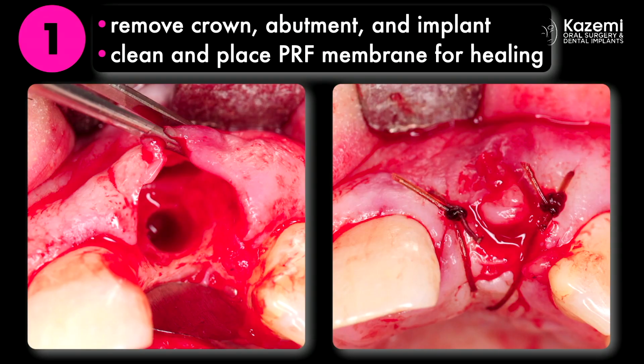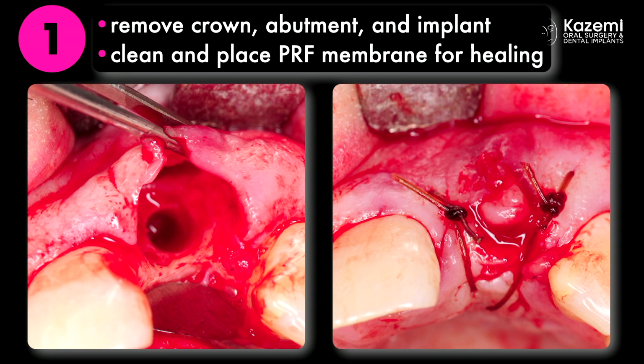The recommended treatment for this patient was to remove the dental implant altogether and then restore the missing bone and gum tissue and then place a new dental implant using digital workflow and computer-assisted planning for accurate placement. So the first step was to remove the crown, the abutment, and also the implant itself using a reverse torque technique, which is a very conservative approach in removing failing dental implants.